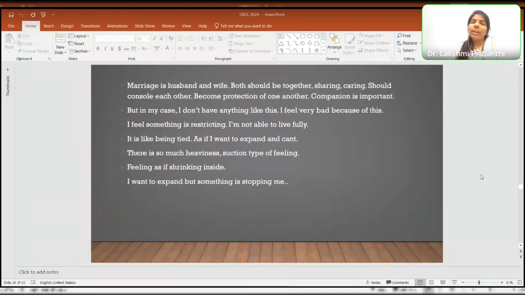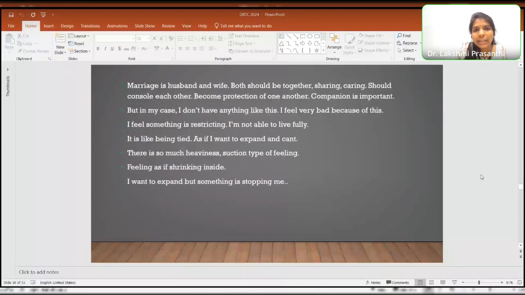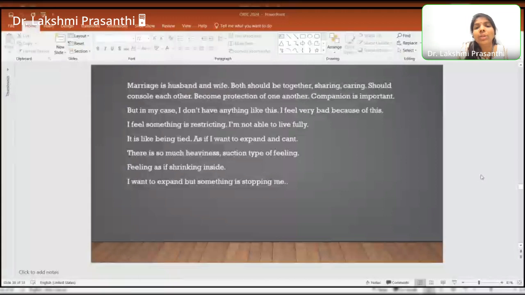When I asked her for more detail about what she feels, she said marriage is husband and wife. There should be togetherness, sharing, caring. One should console the other, and become a protection for one another. Companionship is important. But here, I don't have anything. I feel as if something is restricting me. I am not able to live fully.